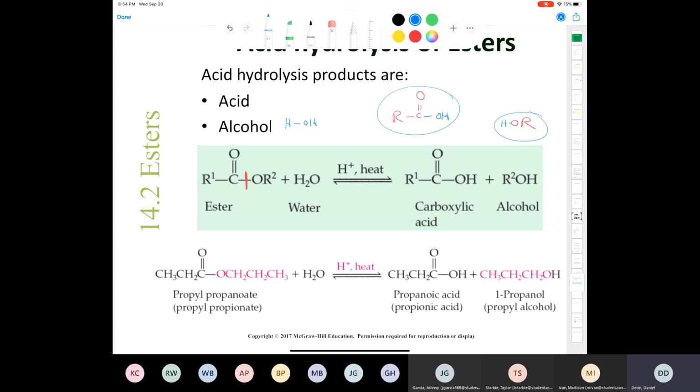Now, it's important to notice that you're doing the reaction in acid, right? This is an acid catalyst, and you're ending up with an acid. When you do a reaction in an acid, you're going to end up with an acid. When you do a reaction in base, you're not going to end up with an acid. You're going to end up with a base. And we're going to talk about that more in a second. But first, I want to show you this example here.